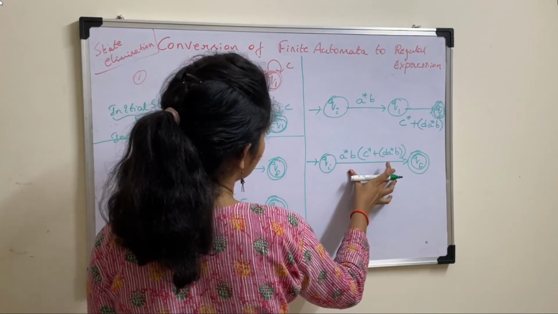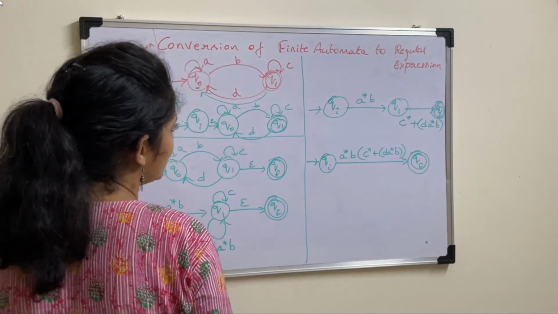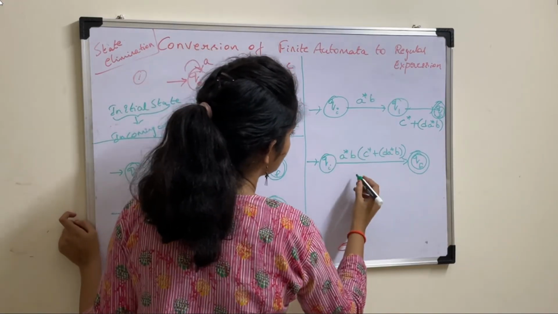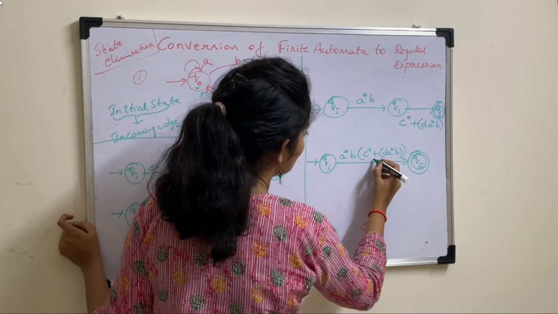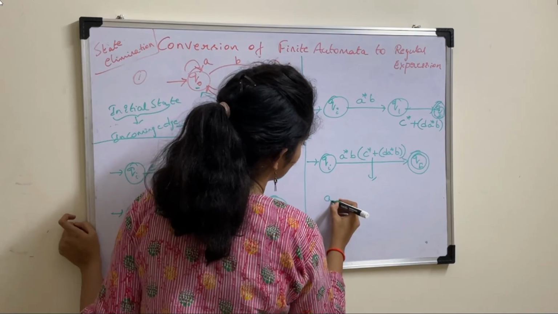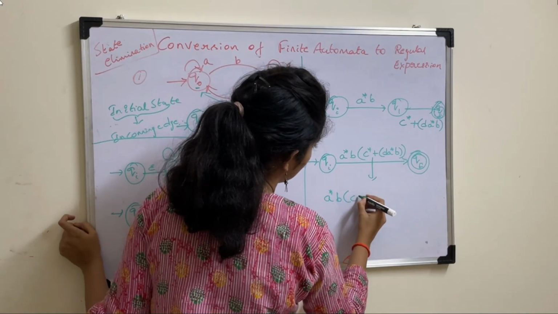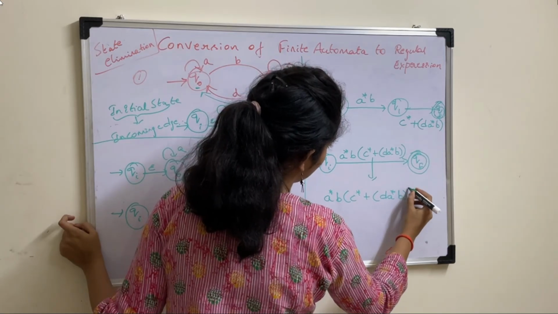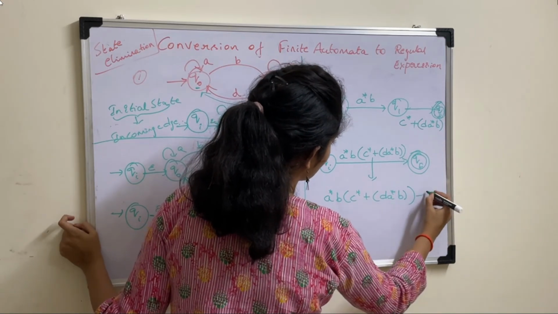So this is our step 5. Step 5 contains only 2 states. And what is our final regular expression? The string which is present in this path, which is A star B into C star plus D A star B. This is your final regular expression.